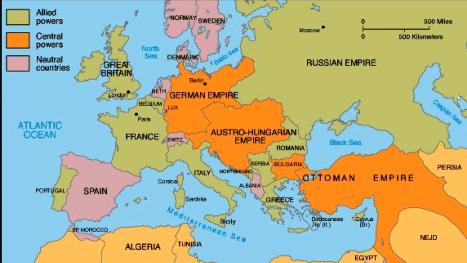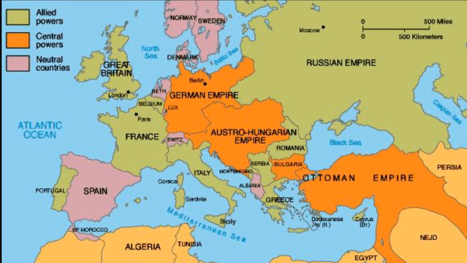On one side, you're going to have what's called the Central Powers, and they're orange on this map. The four main Central Power nations are Germany, Austria-Hungary, the Ottoman Empire, and Bulgaria.